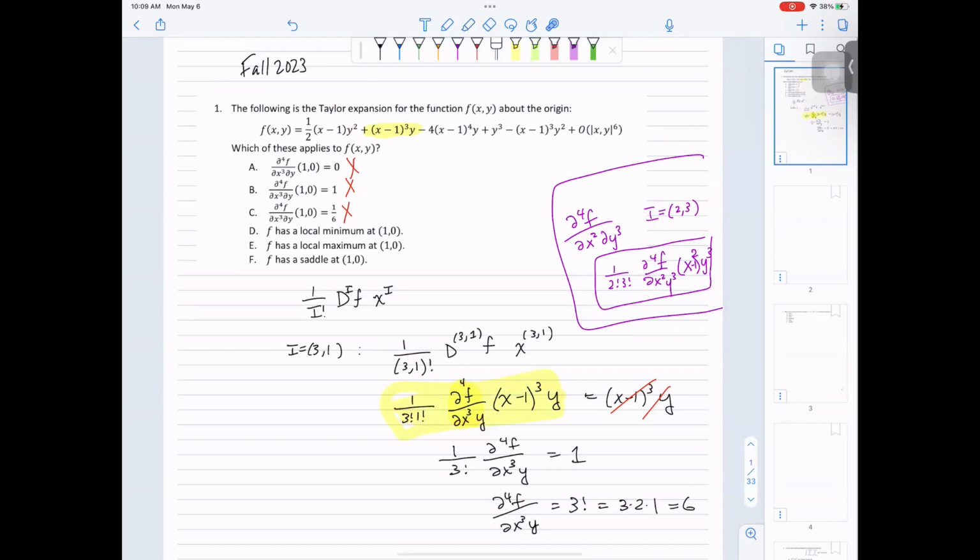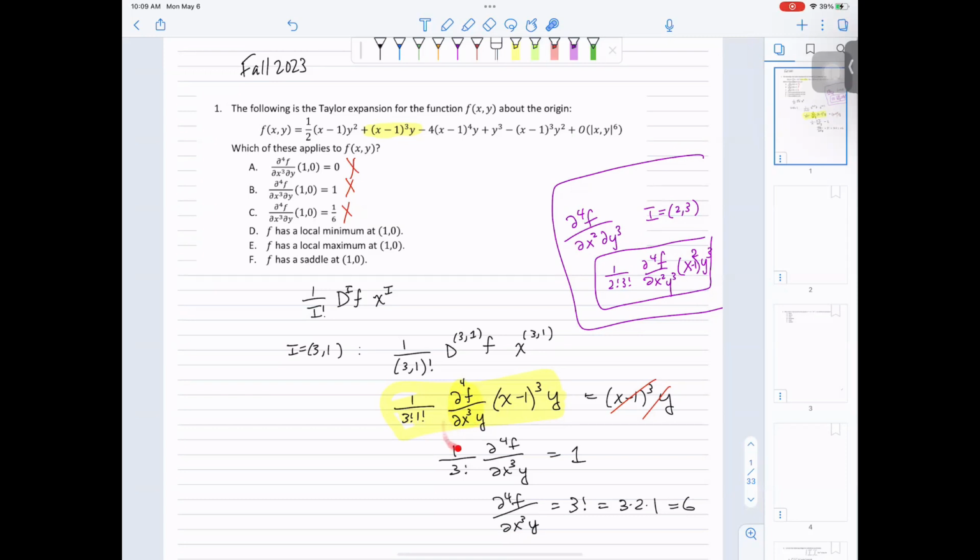So I try to find, can I see an (x minus 1) cubed y term in my Taylor series? I do find it. It's right here, this highlighted one. So that means that this term is written this way. This is equal to this. So I wrote that it is equal to what I found in the Taylor series.